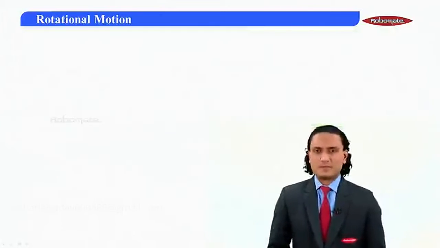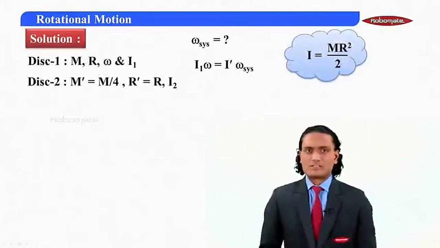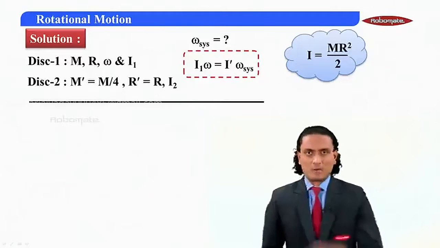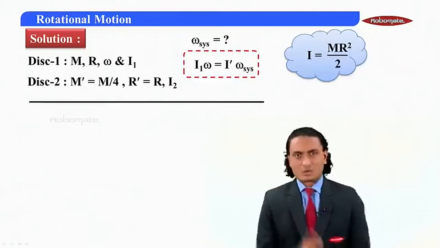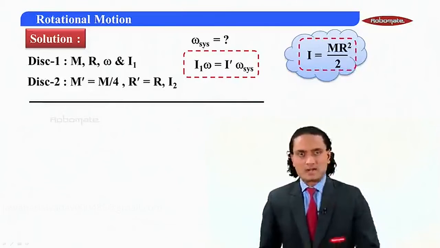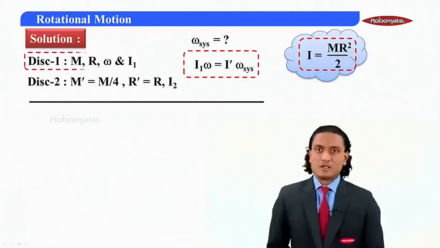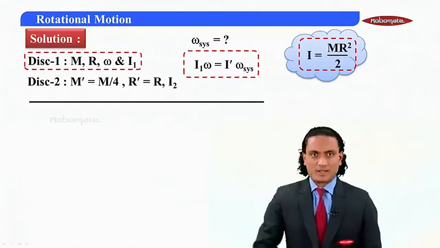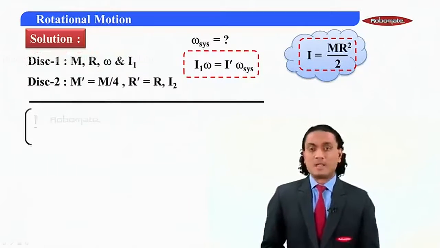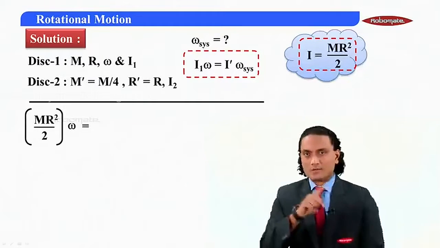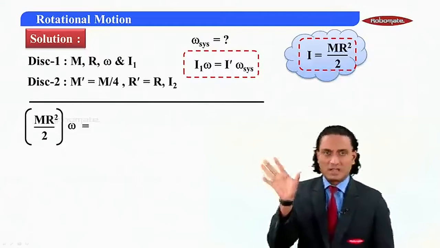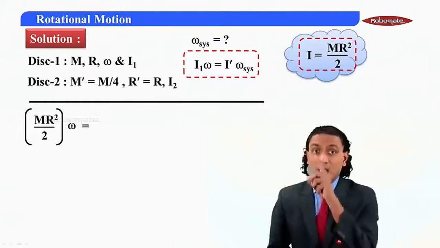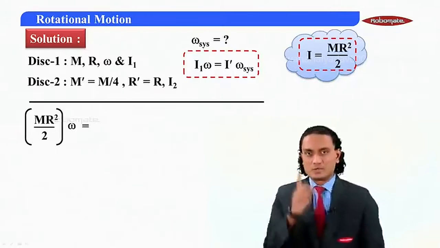Fine. So let us go on to the execution and evaluation part. First, I1 omega is equal to I dash omega system. Now what is the formula for moment of inertia? mr square by 2. Take the first disk: mass is m, radius is r, angular velocity is omega. So I1 will become mr square by 2 into omega. This is the initial angular momentum, equal to the final angular momentum, which is I dash into omega system. So we should know what I dash is.